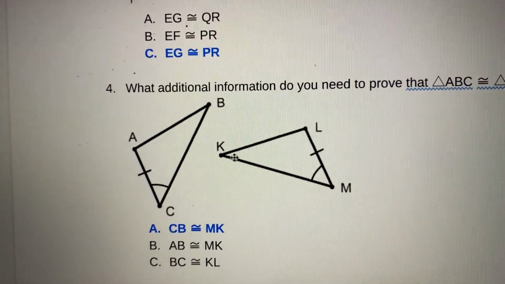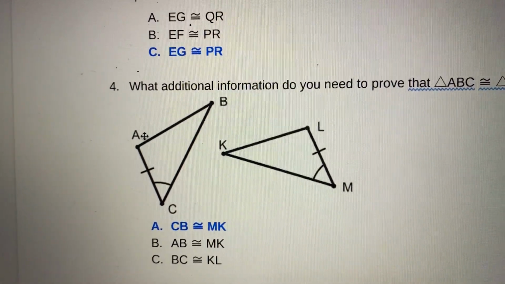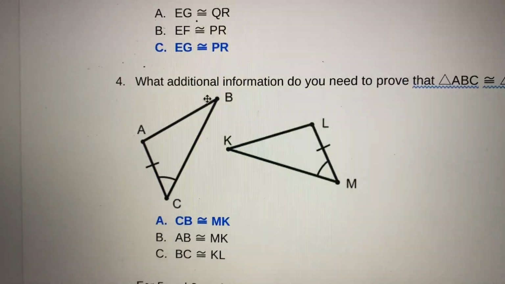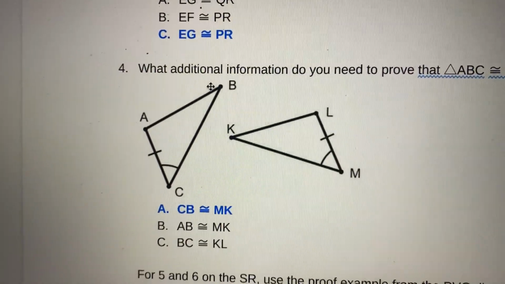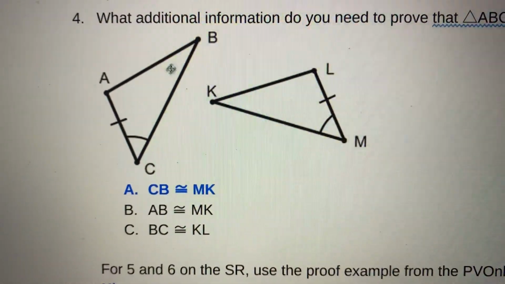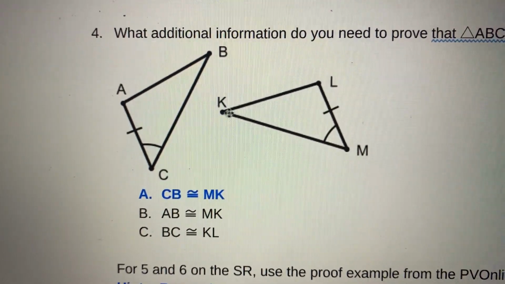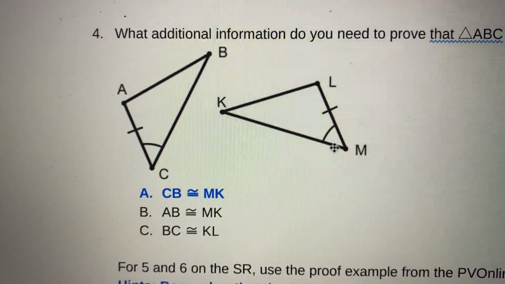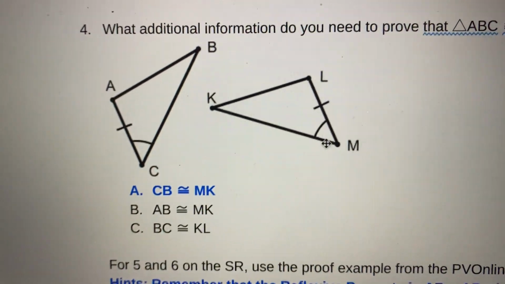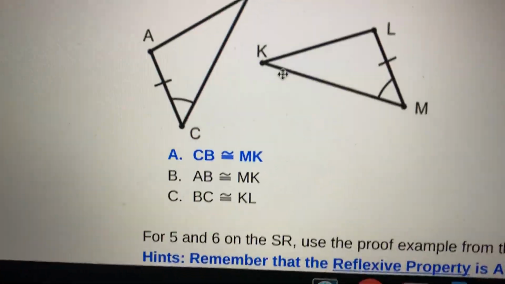We don't need to know KL and AB, because again, that would not be side, angle, side. That would be side, side, angle, or angle, side, side, which doesn't prove anything. So the first one says CB and MK, and that is actually what we need. Like I said, I was looking at it as KM, but they just flipped it around and put MK. It's the same thing, you can flip it around. So that's actually going to be your answer.